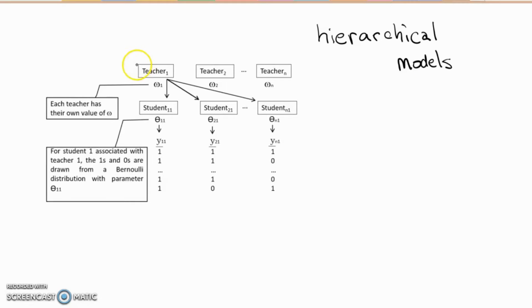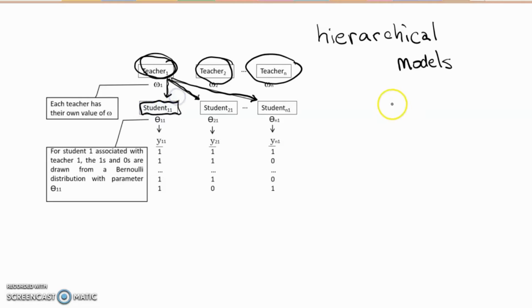So what we have here is a series of teachers. There's teacher 1, teacher 2, maybe teacher N, like that. And each one of those teachers has a bunch of students. So teacher 1 has this student and that student and an nth student. And what the teacher's doing is they're coaching the student. And the student is going to take some sort of standardized exam.